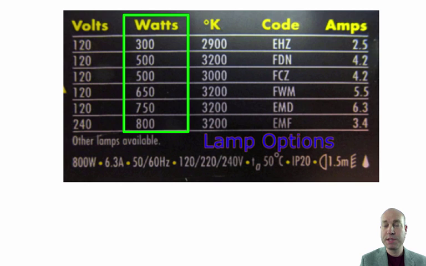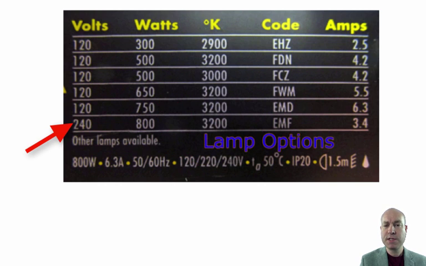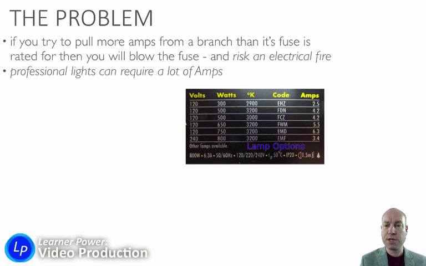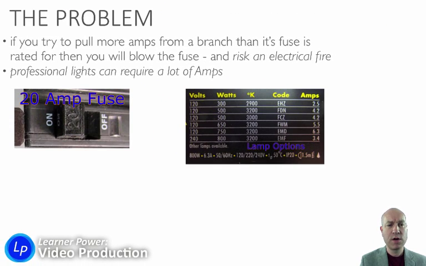But notice this particular light fixture can take bulbs that are 500 watts, 650 watts, 750, or even 800 watts. Notice on the bottom of the chart, the 800 watt bulb requires 240 volts. In the United States, you can do special electrical outlets that do 240 volts. You might have one in your home next to your dryer, for instance. Those are unusual. All right, so let's talk about some fuses.